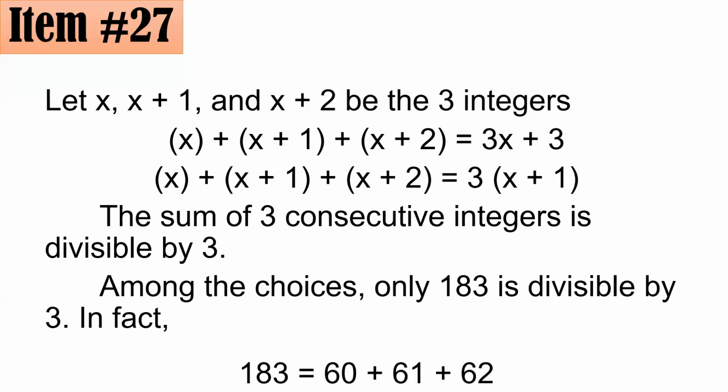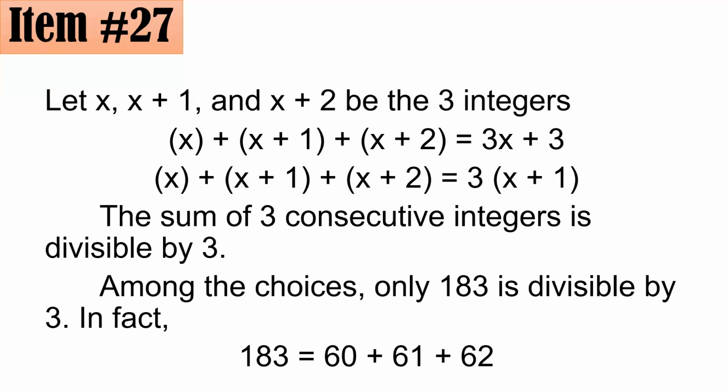In fact, 183 could be expressed as 60 plus 61 plus 62. So letter B po yung tamang sagot. That's why when you see that this is the form, whichever is divisible by 3 is the answer. The fact that the other choices are not divisible by 3 also implies that those numbers cannot be the sum of 3 consecutive integers. Okay. Salamat po.